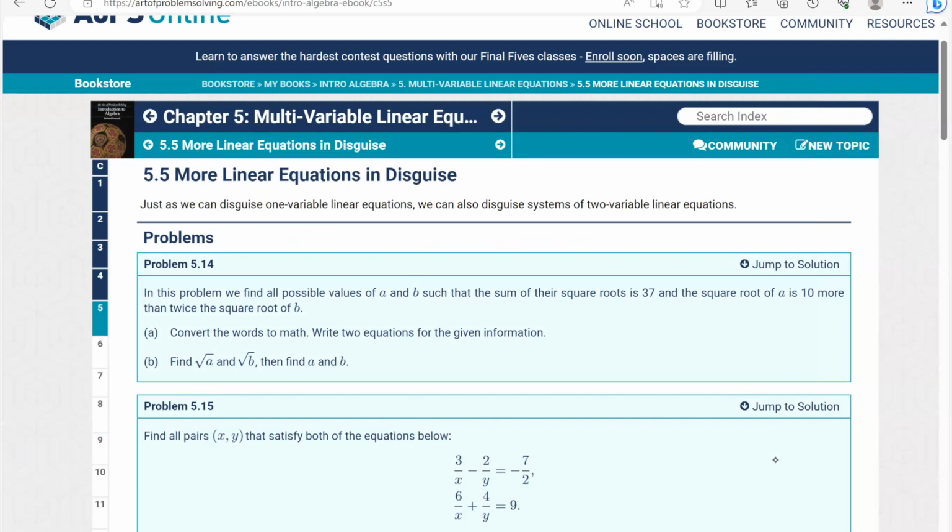So let's start this. I want you to write two formulas that are working with what it says there. It says in this problem, we find the possible values of A and B such that the sum of their square roots is 37, and the square root of A is 10 more than twice the square root of B. So please find out what are the two formulas that we are talking about.